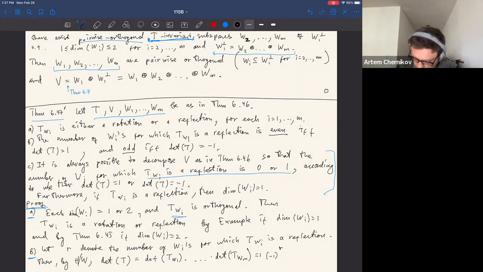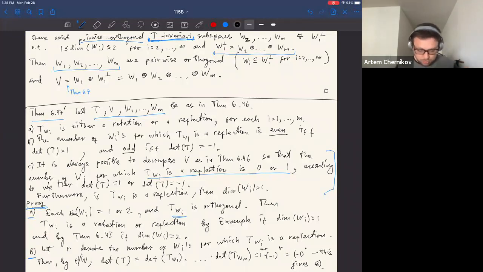So we get 1 to the power m minus R times -1 to the power R. Of course we can ignore the 1 to some power because it's just going to be 1. So this is the same as -1 to the power R. And this is going to be 1 or -1 depending on whether R is even or odd, and this is precisely what B says. So this gives B. It shows that if the number of Wi for which T_Wi is a reflection is even, then we get a 1, and otherwise we get -1 if it's odd.